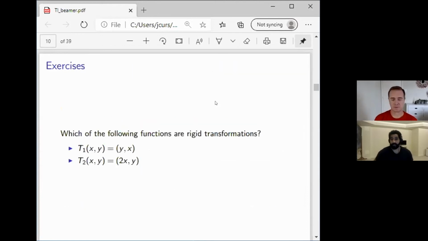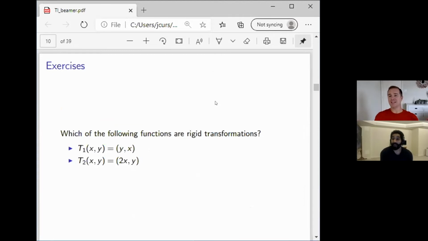So for instance, here are two transformations, and I want you guys to try at home and think about whether these are rigid transformations or not. So now's a great time to pause the video, put your thinking cap on, and really try to deal with these transformations. I'll give you guys a second.